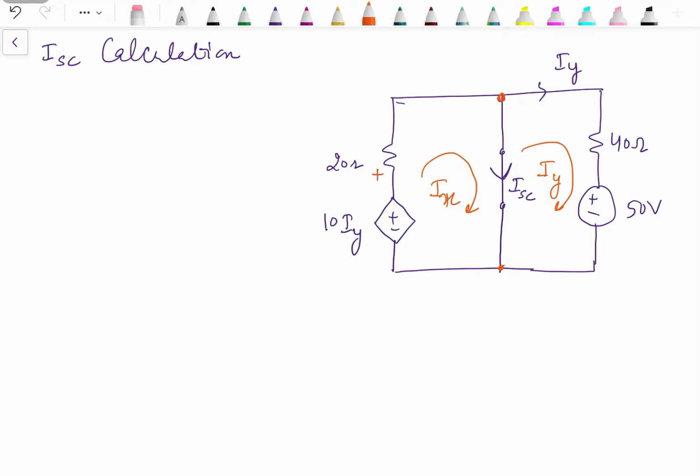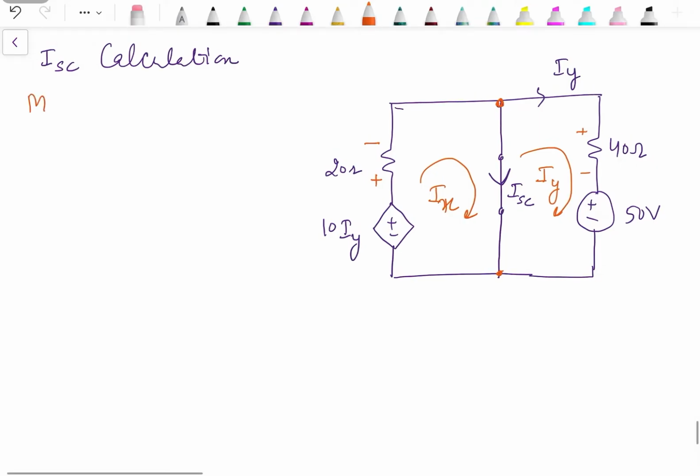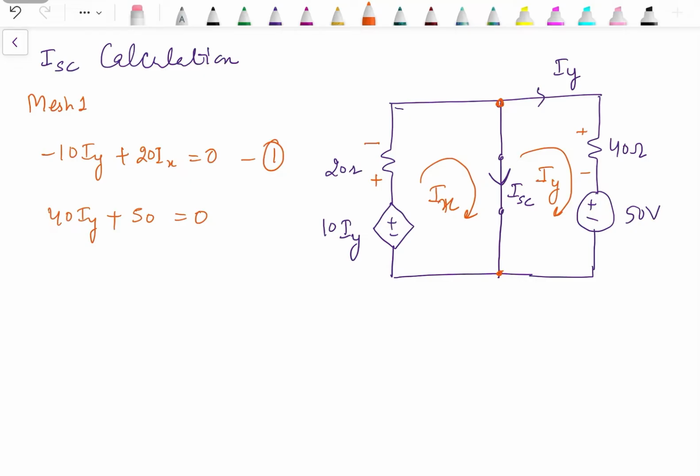Now we can assign the voltage drop polarity according to the two different currents. Apply KVL to first mesh and to second mesh. From mesh 1, what we have, minus 10 IY plus 20 Ix equal to 0. This is the mesh 1 equation. Then mesh 2, 40 Iy plus 50 equal to 0.